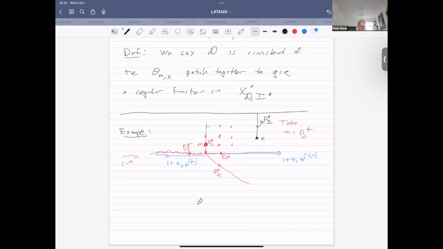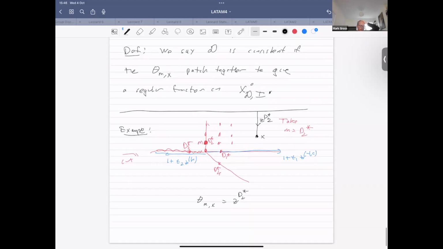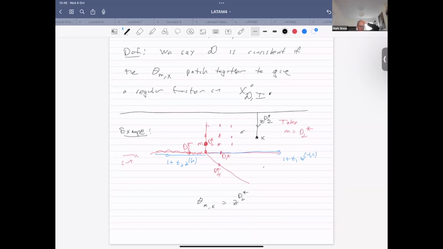And we get the equation theta m x in this case is just z to the d2 star. And you have d2 star as a tangent vector to sigma. So this would be sigma and sigma prime. I would keep down here. Okay, so that's the simplest example of a broken line.